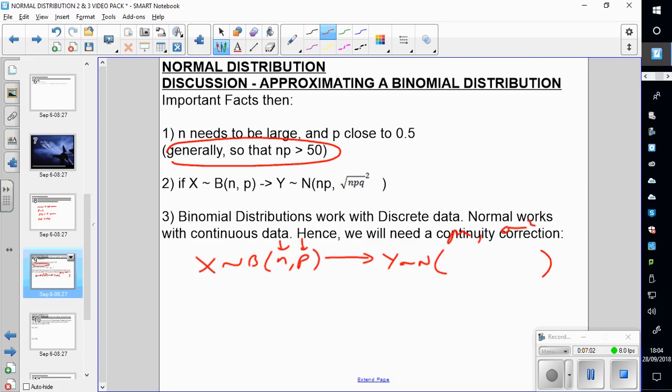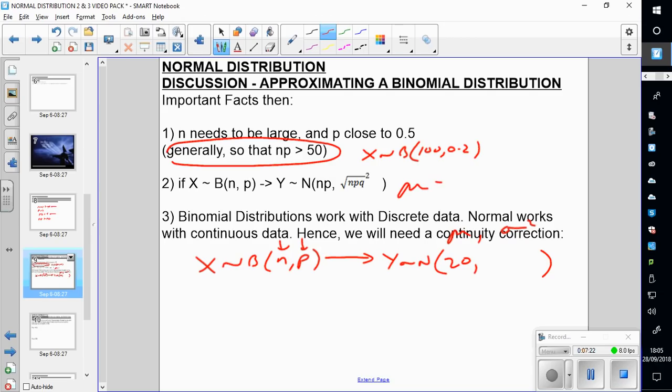So let's say we had something like X is B with 100 and 0.2, which again isn't a great distribution because np is not above 50 here, right? But we'll do it anyway. So np, 100 times 0.2, is our 20, okay?